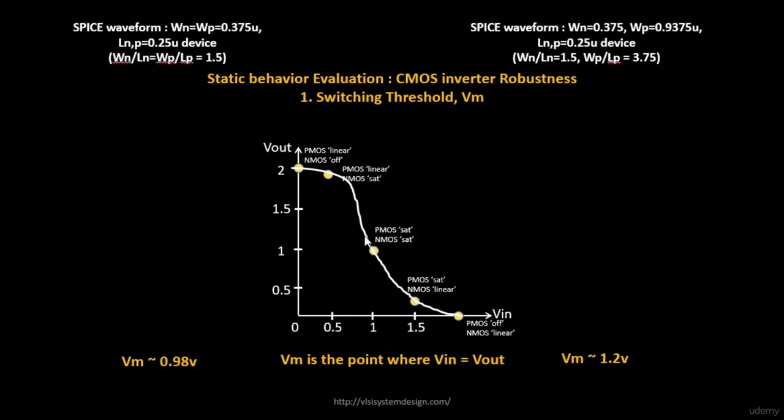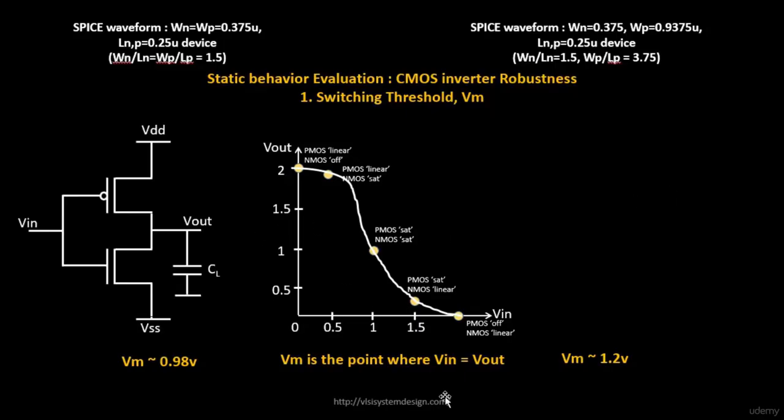So this is the point where your Vin is equal to Vout, and this particular point tends to be somewhere around 0.9 volts. So for this particular device, your switching threshold is the point where your Vin is equal to Vout, and that point lies somewhere at the intersection of this one and this one. So it lies somewhere over here. If you zoom more into this area, it will be about 0.9. That's with this kind of device where your WP is 0.375 and WP by LP is 1.5.